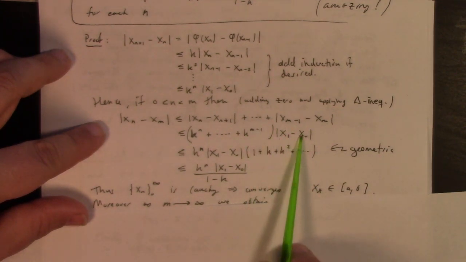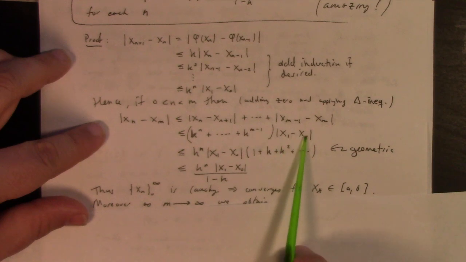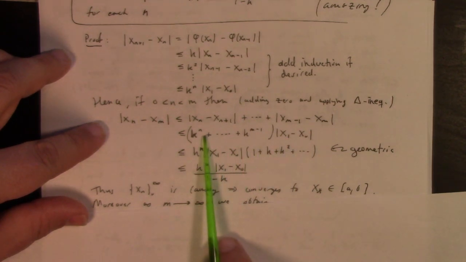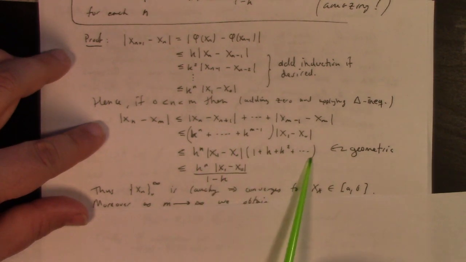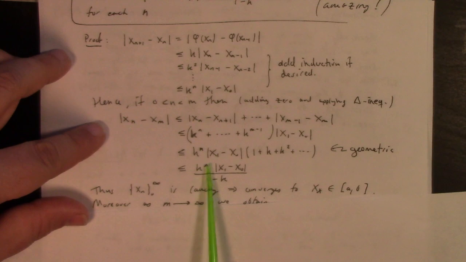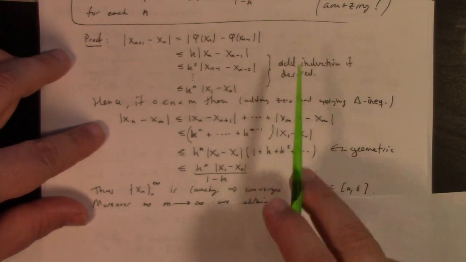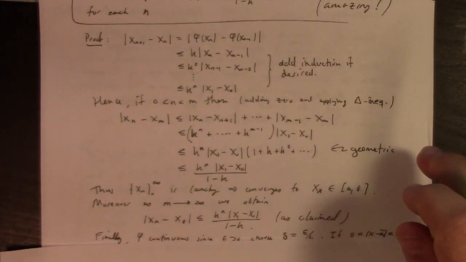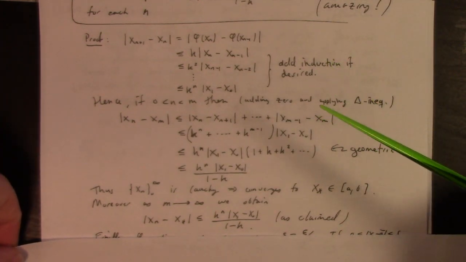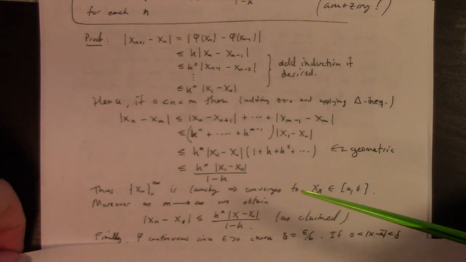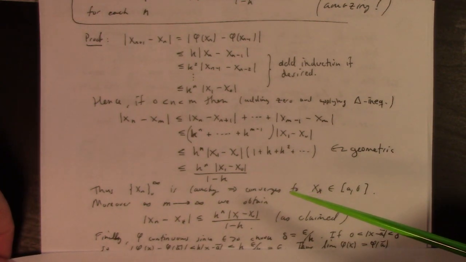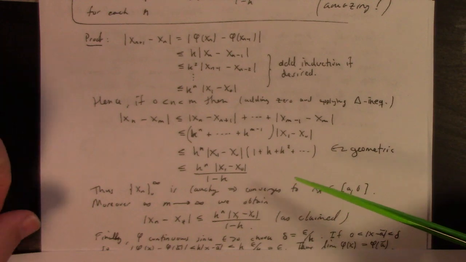times that difference of x_1 and x_0. But then you can just replace that with the full geometric series, which of course becomes 1 over 1 minus k, like so. And that's the estimate, right? Moreover, that's the estimate.